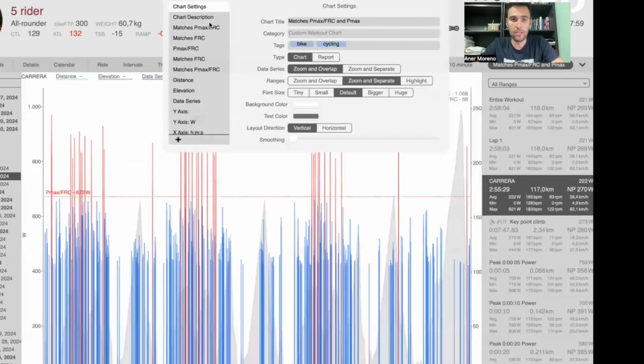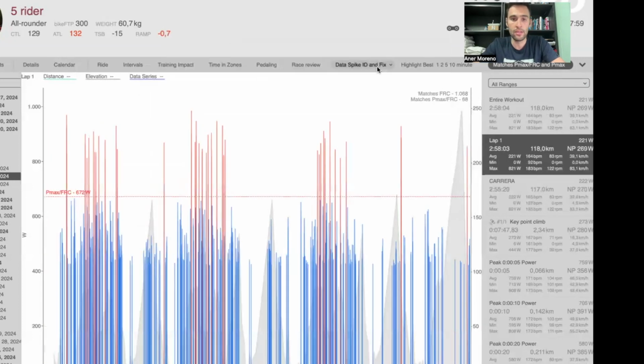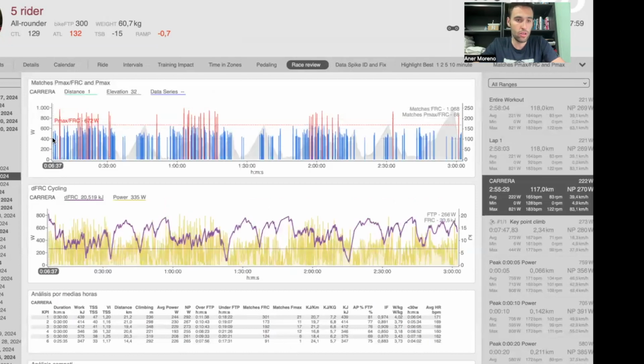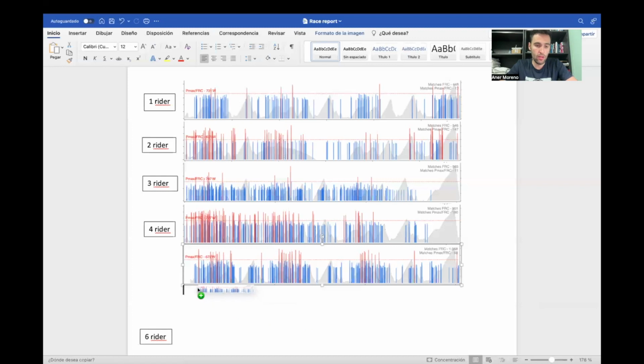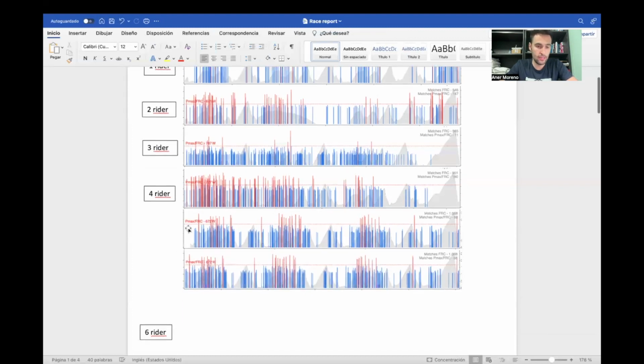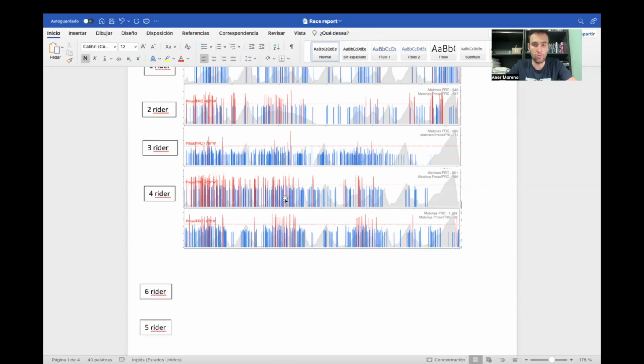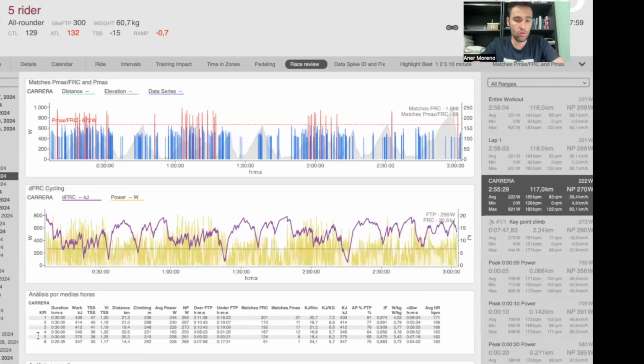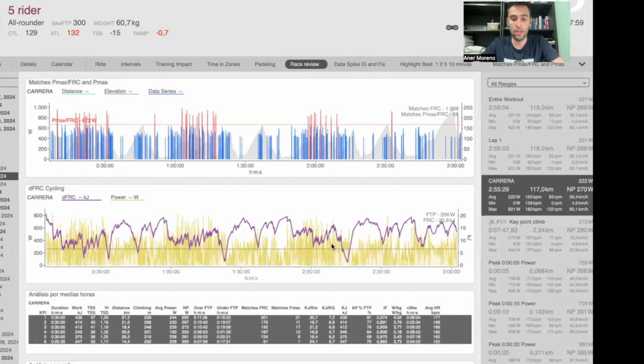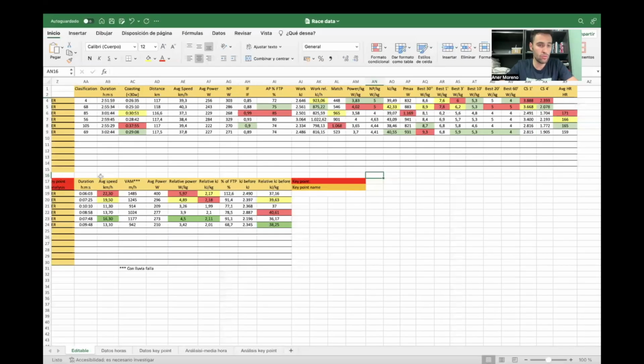Let's zoom and separate to select only this part. Okay, here we have deleted this. Look at this. We have deleted this part of the race so we can make a better analysis. Also, we have to take into account that we have not included this rider in the data analysis. Okay, so take that into account.